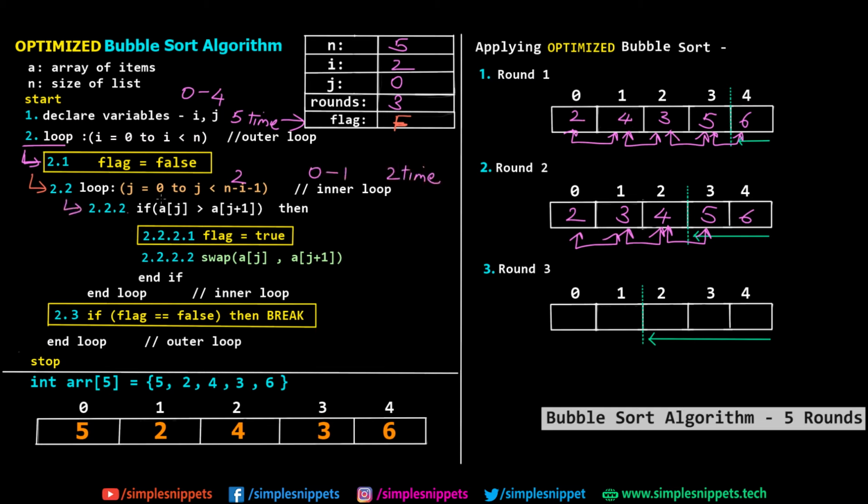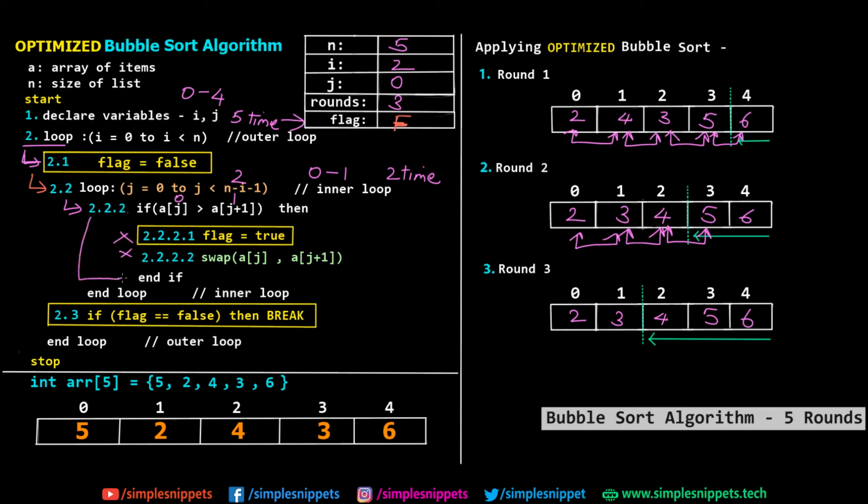We will start with j equals to 0 only. So 0 and 1 is compared. So let me write down 2, 3, 4, 5 and 6 over here. So this is round 3. Comparing 0 and 1. Is a of 0 greater than a of 1? No. Is 2 greater than 3? No, right? So we don't need any swapping. So these two steps are not going to be executed.